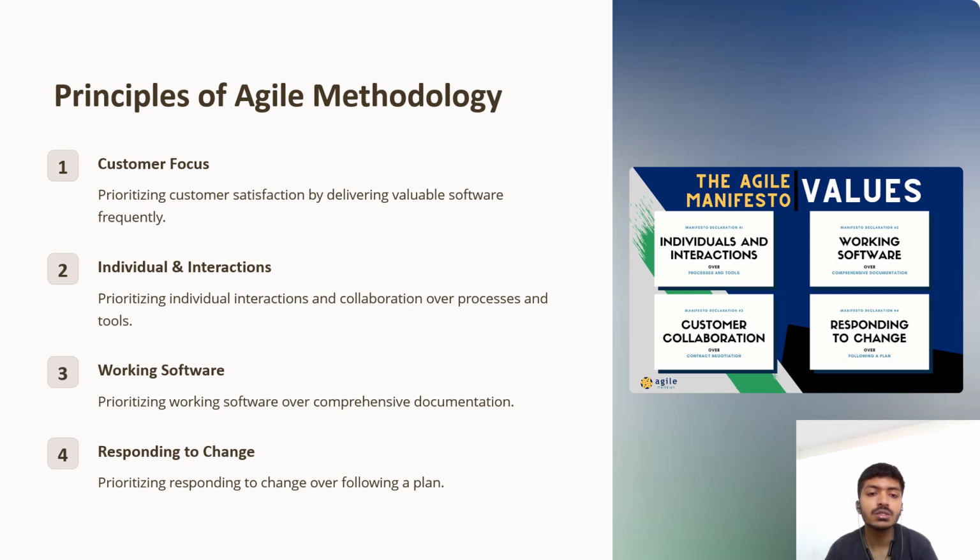Then the second one is individuals and interactions. In individuals and interactions, we prioritize individual interactions and collaboration over processes and tools. This means that Agile values the interactions and collaboration among individuals over strict adherence to processes and tools. This principle fosters a collaborative environment where team members and stakeholders can work together effectively.